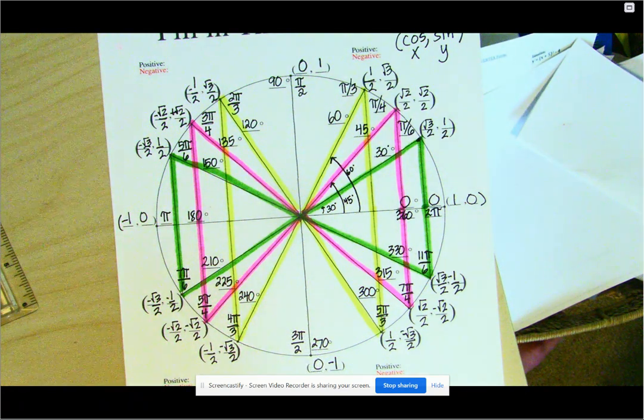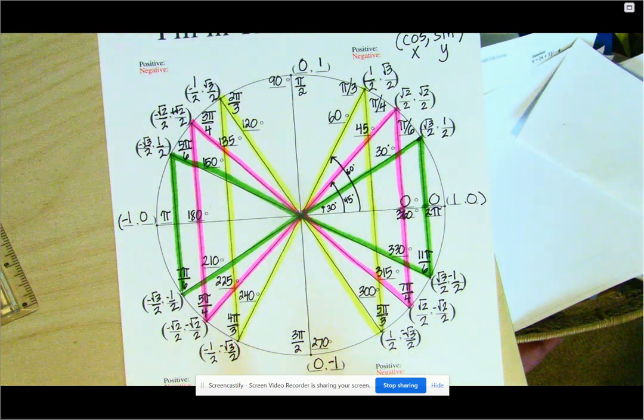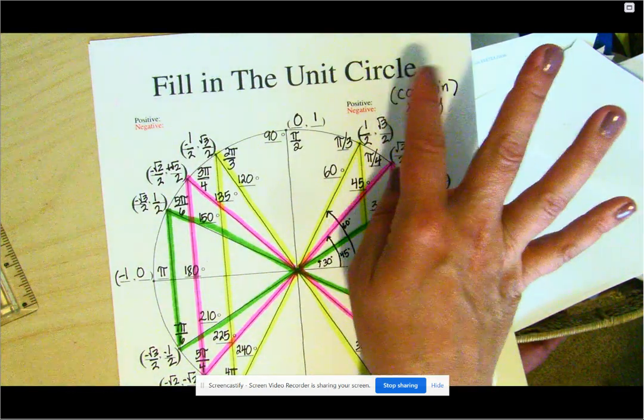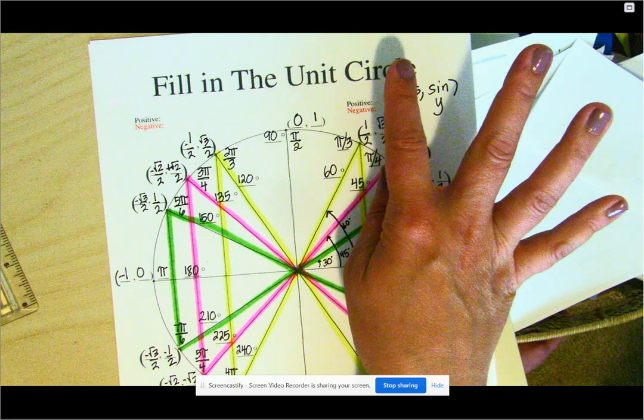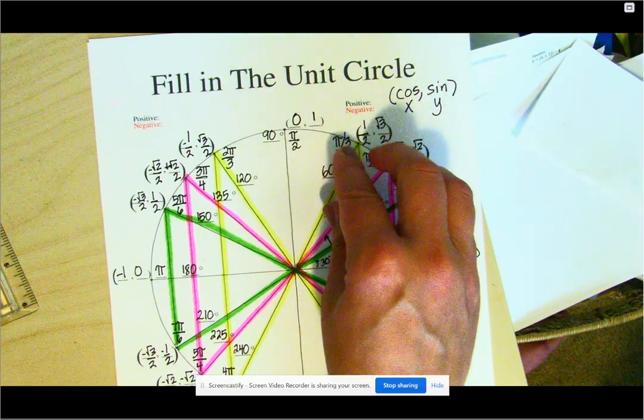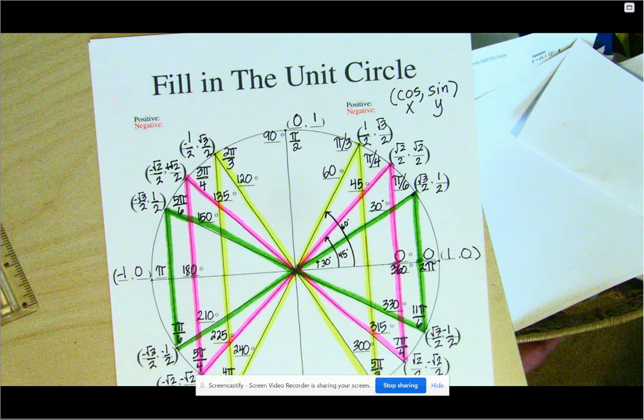Okay, so what you're going to be doing this week is just finding the exact trig values of angles and or radians. So one more time, if I say, what is the cosine of 270? Go to 270, the cosine is the x coordinate, 0. Okay, what are the positive and negative things here? This is just saying which trig values are positive or negative in this quadrant. So let's add that in real quick.